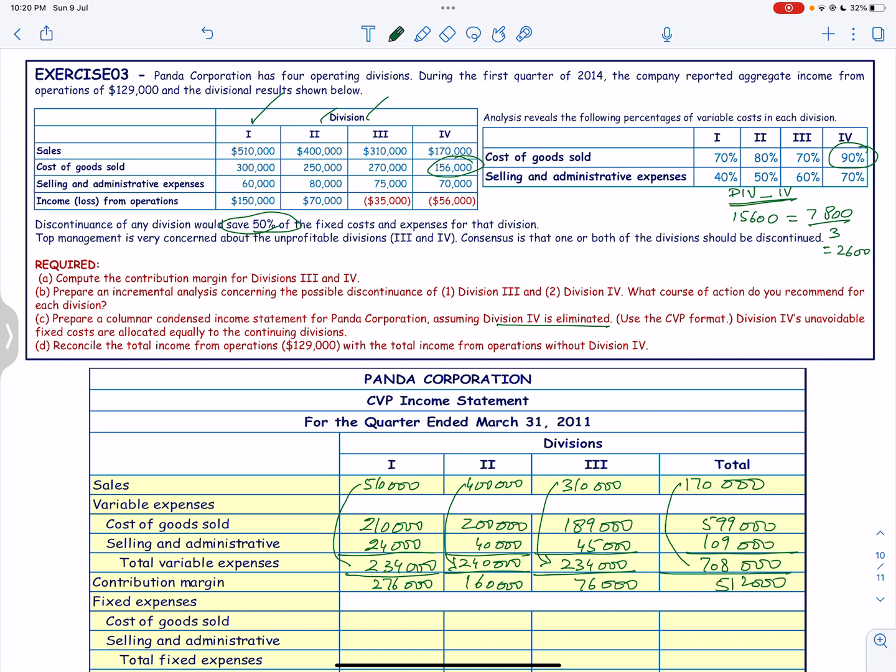Okay. Now we can look into the division 1 fixed cost. For division 1 fixed cost, you see we have the total cost of goods sold as 300,000, and the total variable expenses are 234. So 300 minus 234 plus 2,600. So 300 minus 234 is going to be equal to, how much?